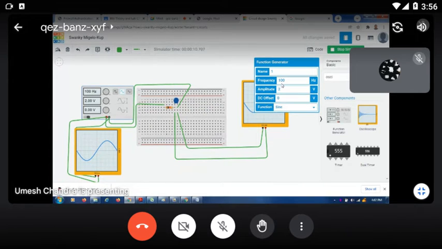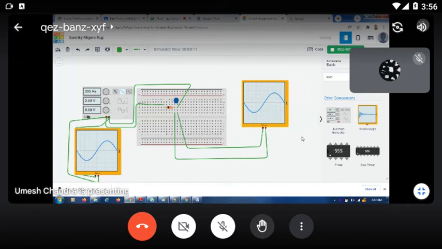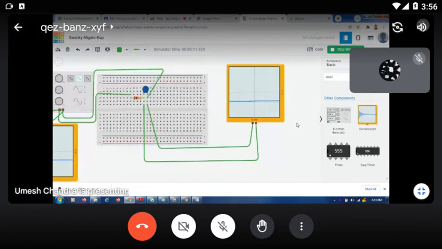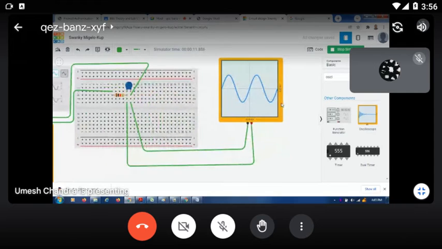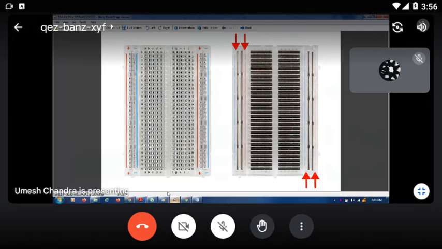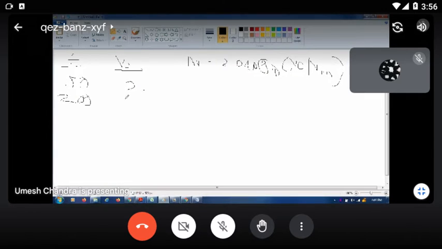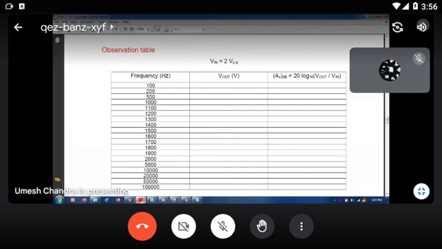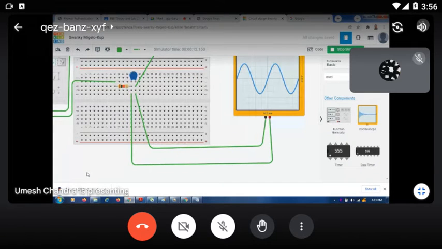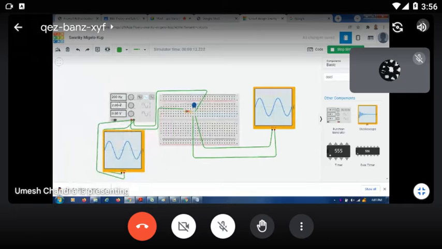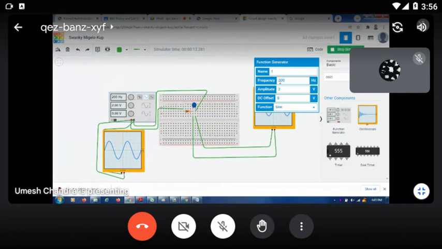Now I give the 200 hertz here. Then what is your output? Output is same, 2 volt. Okay. And here you write 2 volt. Now suppose I give the 1 kilohertz. Here 1 kilohertz. What is your output voltage?